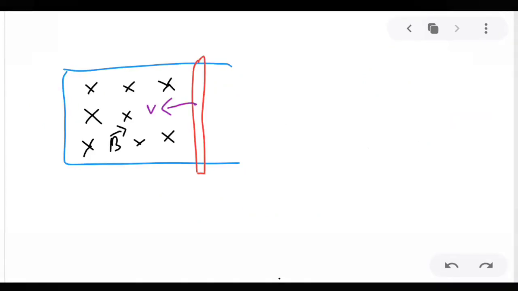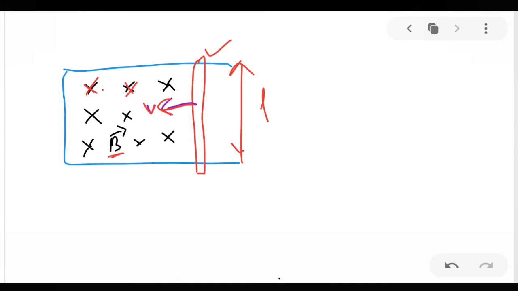Now regarding the direction of flow of current. See, this conductor is of length L. Now it is moving in this direction with velocity V. And here you have the magnetic field, directed inwards, given by B. B is the magnetic field.